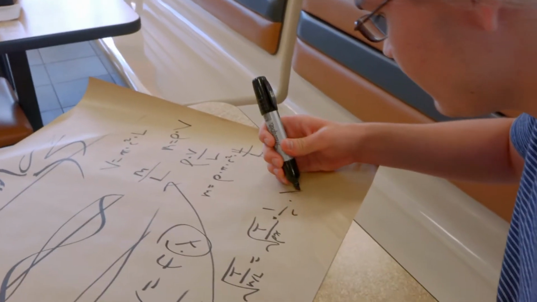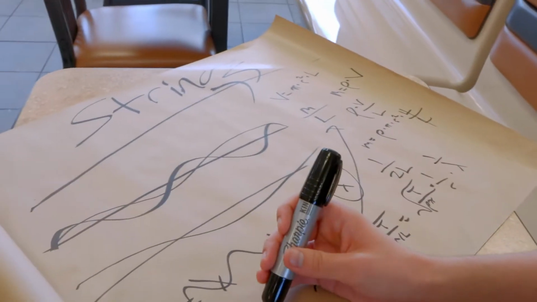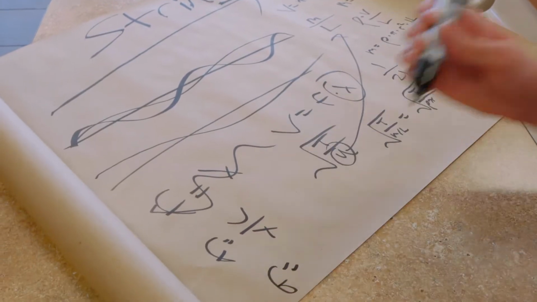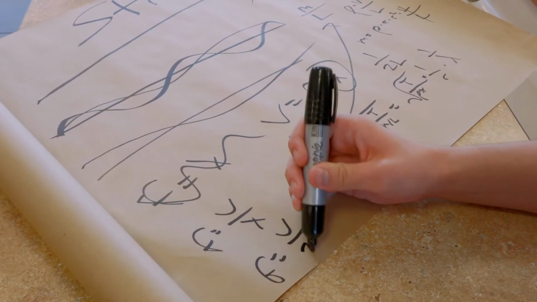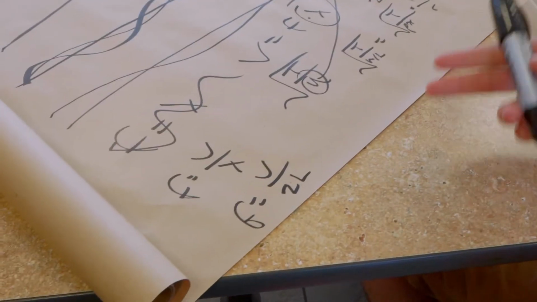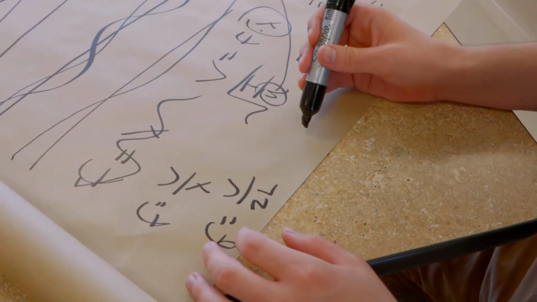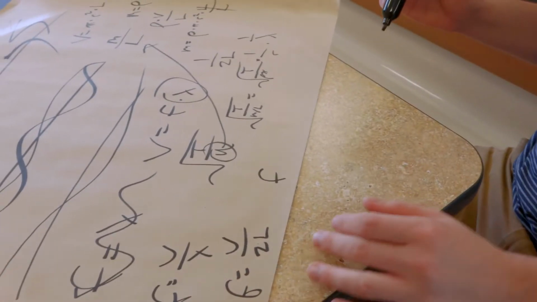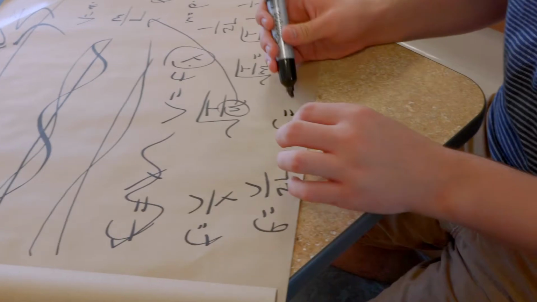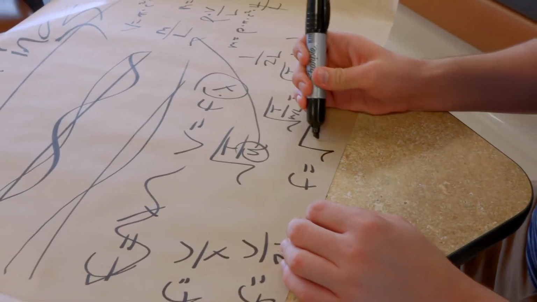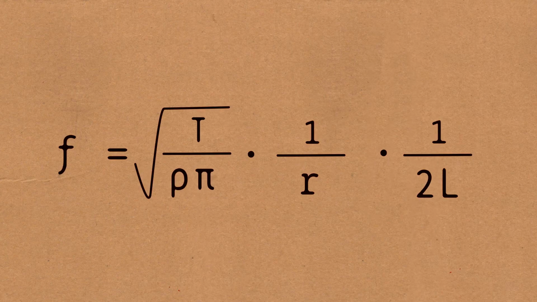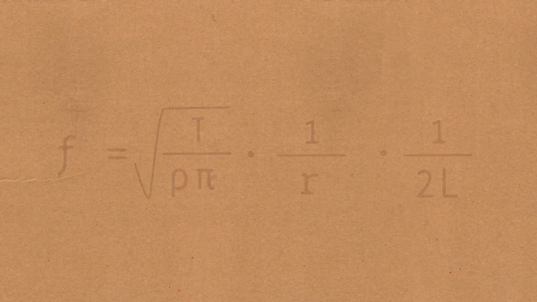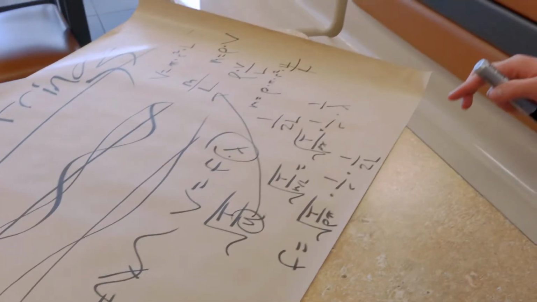It's the wavelength. The wavelength, as I said before, is 2L, so the frequency is going to equal the speed over 2L. Solving for our final equation, the fundamental frequency is equal to the square root of tension over density times pi, times 1 over r, times 1 over 2L. So now we're going to talk about harmonics.